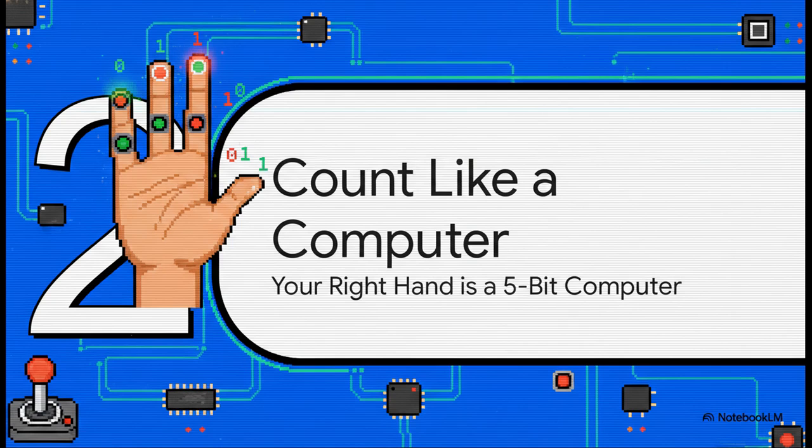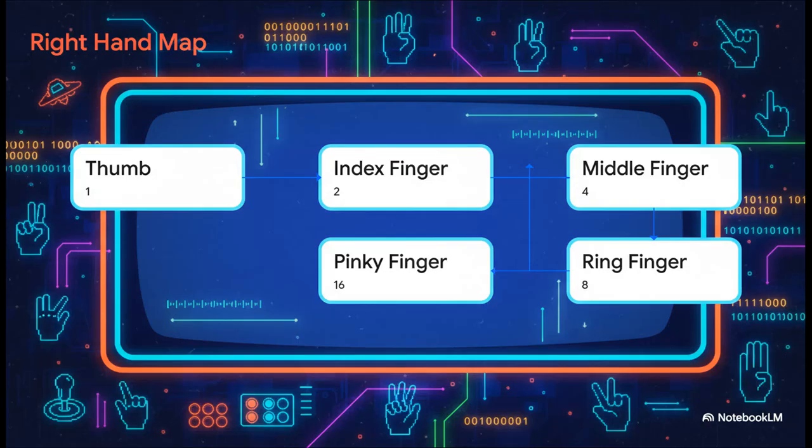Okay, now for the really fun part. We are going to turn your right hand into a tiny 5-bit computer. Each one of your fingers is about to become one of those on or off switches, or what we call a bit. All right, get that right hand ready.